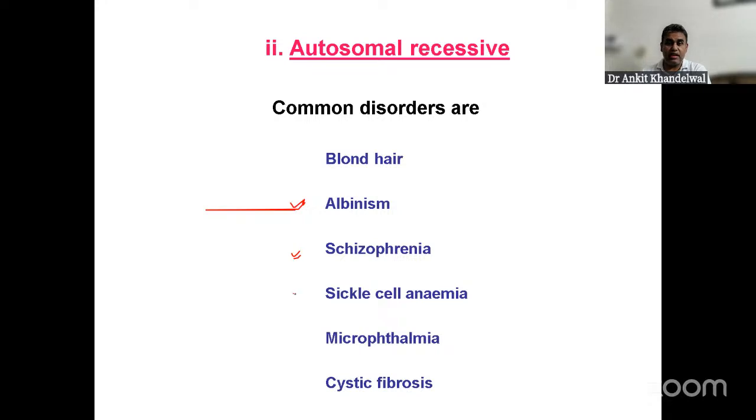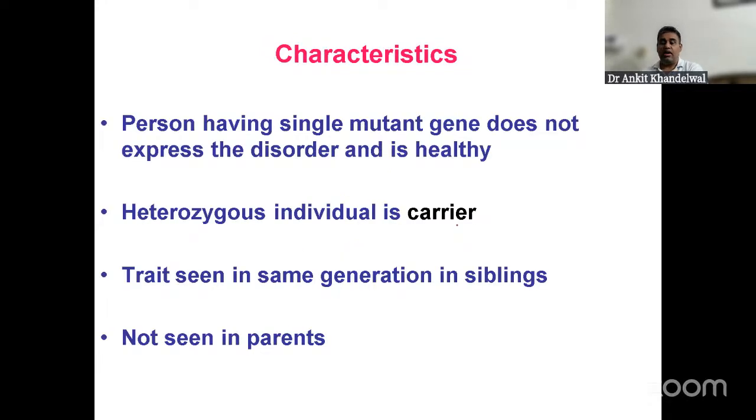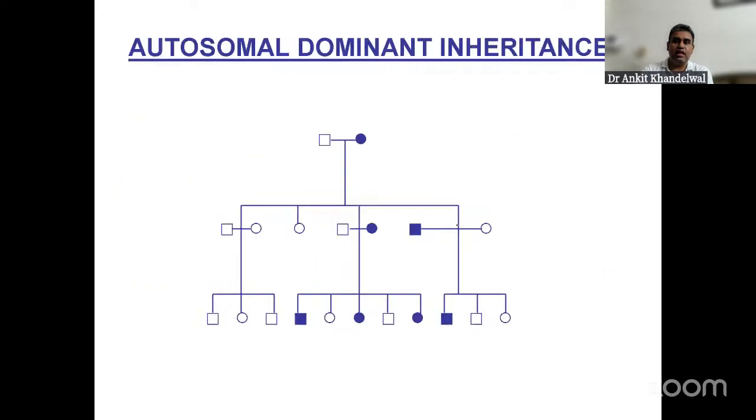Then you have sickle cell anemia, such a big menace to society. Visit any hospital and ask the residents to show you sickle cell anemia patients. Microphthalmia is also there. So these are some diseases of autosomal recessive inheritance. Now, like in autosomal dominant, let me go back quickly.